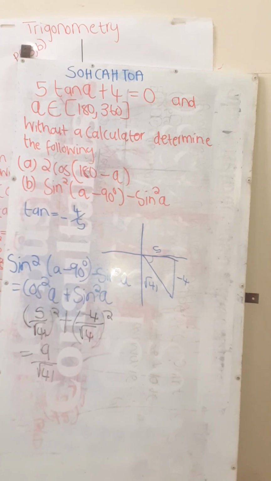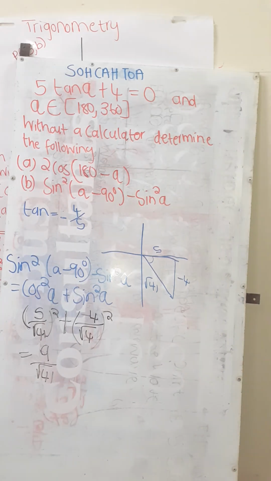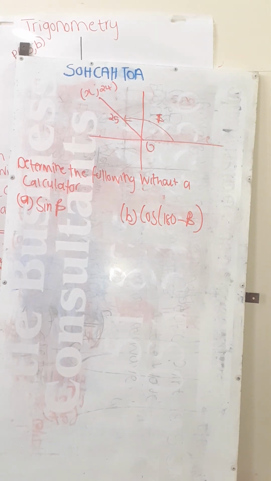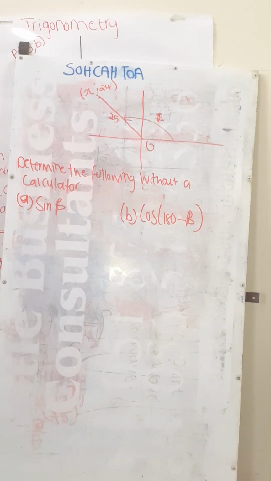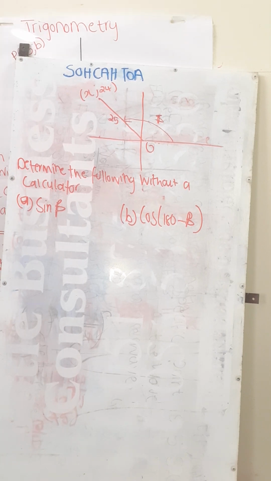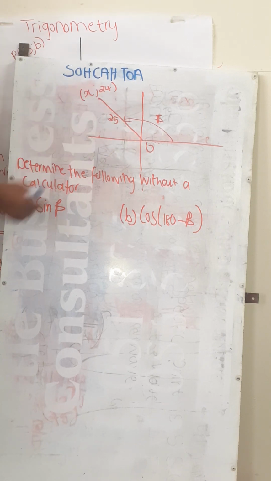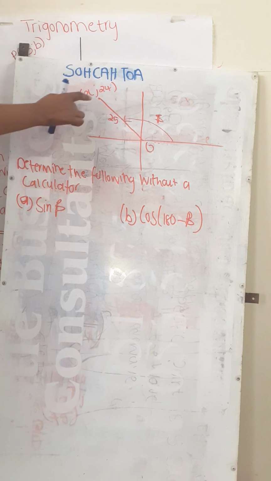So we will move on to the third question, which is the last one. All right, now here is the third question. We are given this drawing on a Cartesian plane. There are points on a Cartesian plane, so we have to determine sine beta and cos of 180 minus beta. We don't have the value of x, and we have 24 here as y, and then we have 25 as the hypotenuse or the radius.